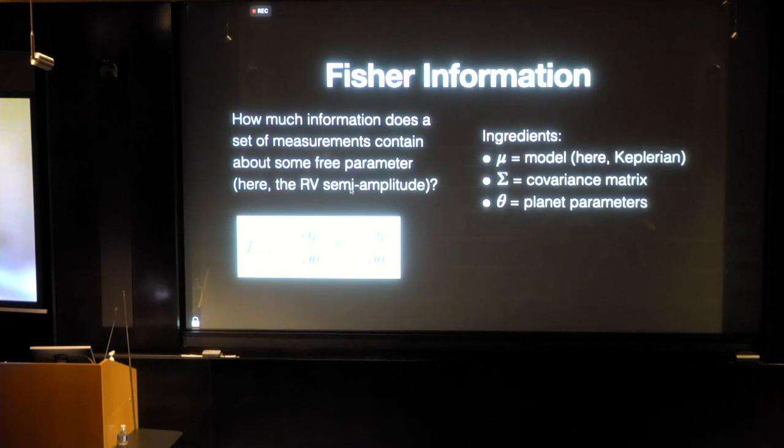And mu is the model. So for us, that's the Keplerian. Theta is the vector of planet parameters. So for us, it's the radial velocity semi-amplitude, the period of the planet, and the central transit crossing time. And then finally, big sigma is the covariance matrix, and that captures the parameters around the stellar noise. And we're going to see that later.